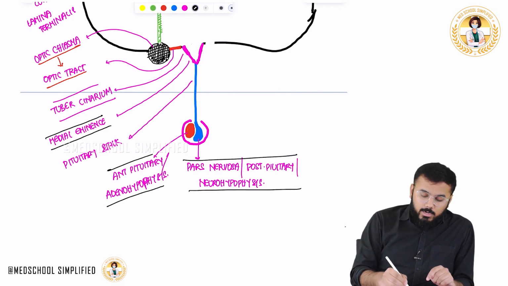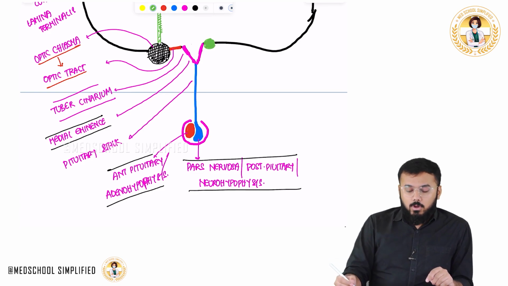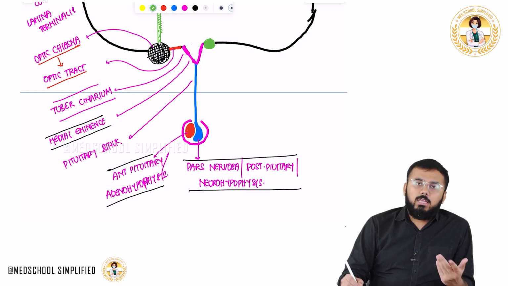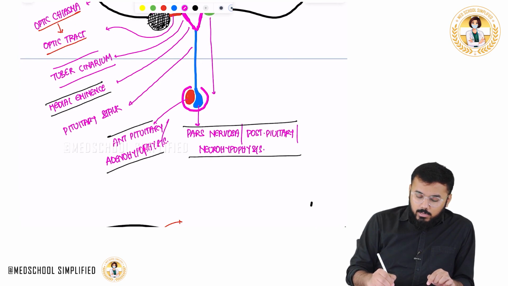The next important thing you need to see here is that just to the side of this tuber cinereum, you have another important structure. This structure which you can see here is called your mammillary bodies. Why am I calling it mammillary bodies? Because we have two mammillary bodies. From the side you can only see one body, right? On the other side you can see the other body. So these bodies over here are called your mammillary bodies.